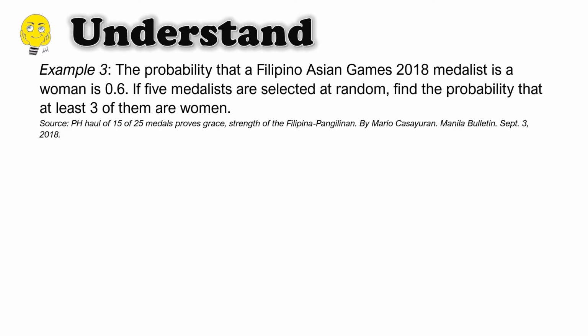Number 3. The probability that a Filipino Asian Games 2018 medalist is a woman is 6/10. If 5 medalists are selected at random, find the probability that at least 3 of them are women. From the given information, n is equal to 5 since we are selecting 5 medalists at random.